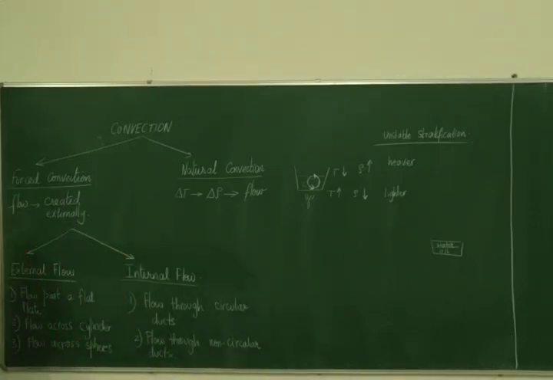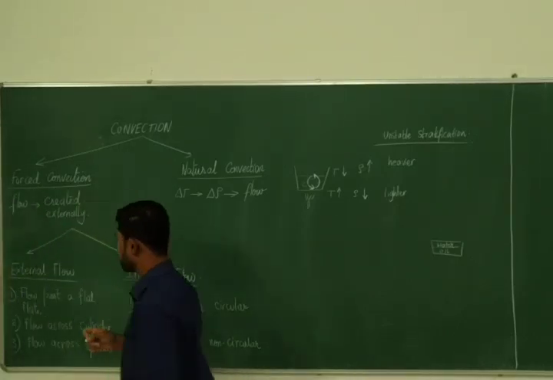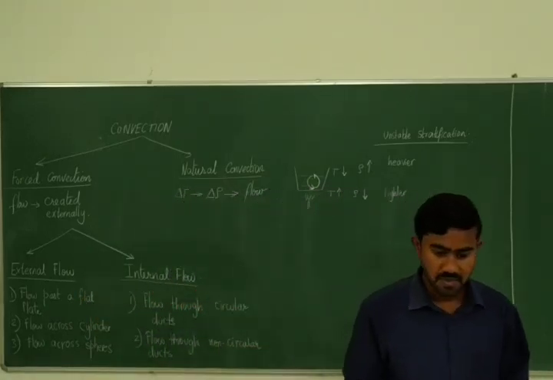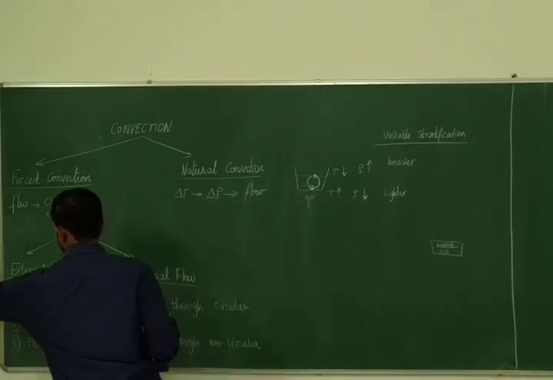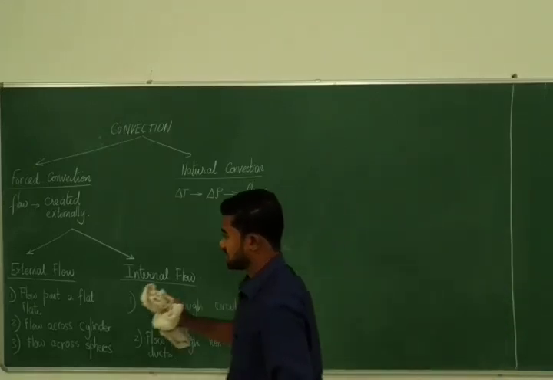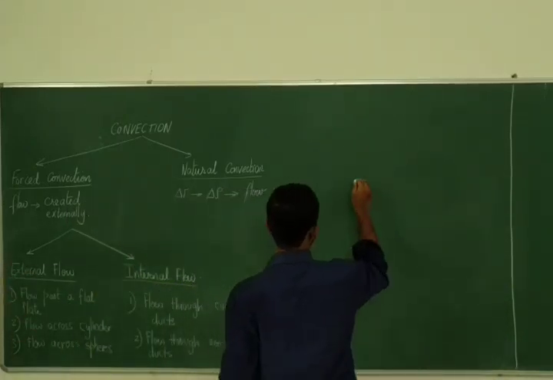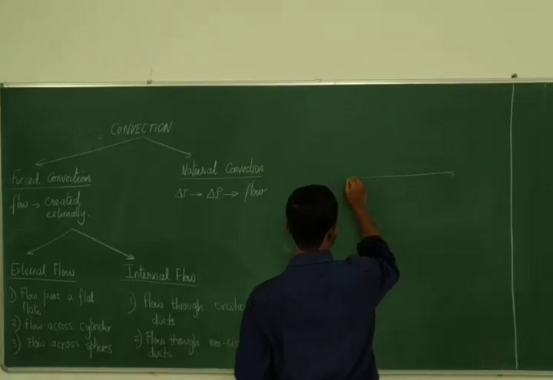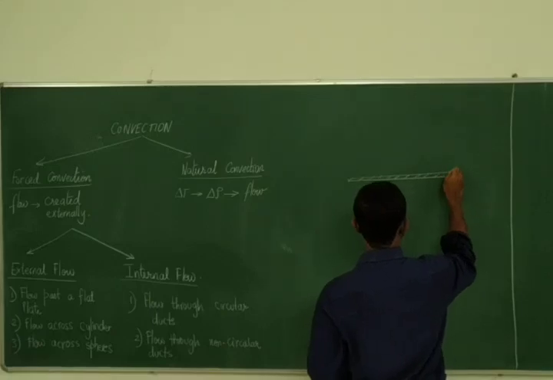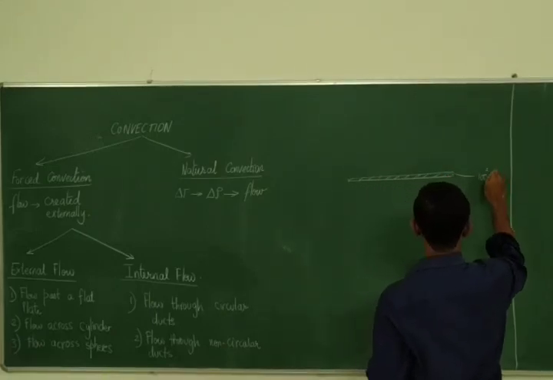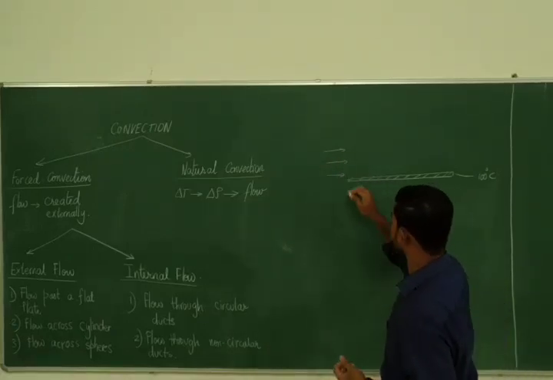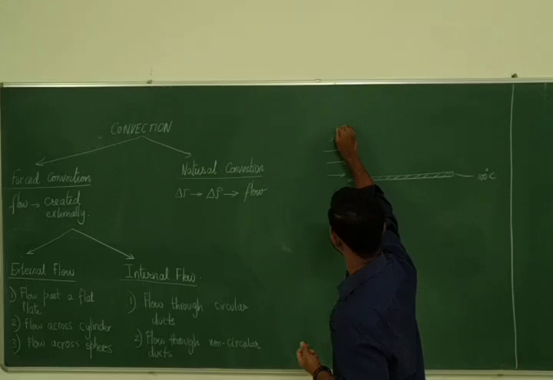Now if you come to forced convection, you have two types here. One is called an external flow and the other is called an internal flow. What is meant by an external flow? External flow is flow past solid objects. For example, you can have a flow past a flat plate. There is a flat plate. Maybe it is hot, say this is at a temperature of 100 degrees Celsius, and there is a flow past a flat plate. Say the flow is at 30 degrees Celsius.